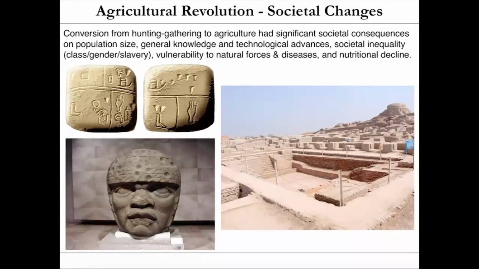So you could spend a whole course talking about the benefits and drawbacks, or the perceived benefits and drawbacks of living in a hunter-gatherer society to a more agricultural pastoral society. But what is known is basically human societies did change significantly after the agricultural revolution. So the conversion from hunting and gathering to agriculture had significant consequences on societies.